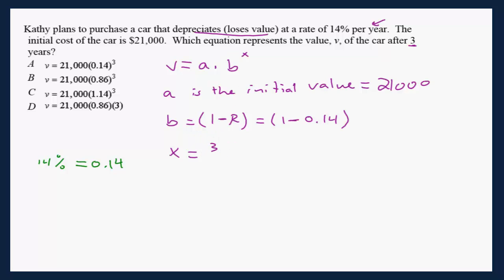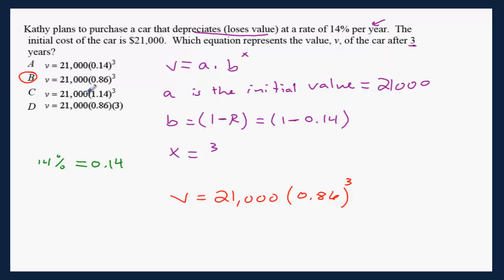Let's substitute all those numbers into this function. Therefore, the future value equals the initial value, which is 21,000, times 1 minus 0.14, which is 0.86, to the power of 3. That is choice B.